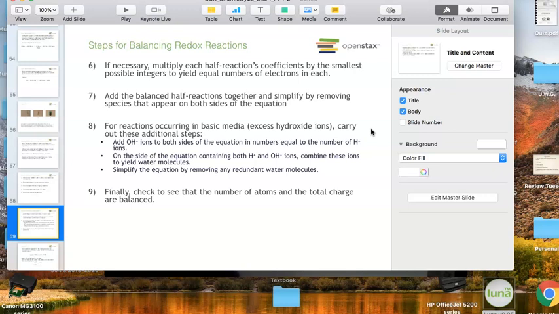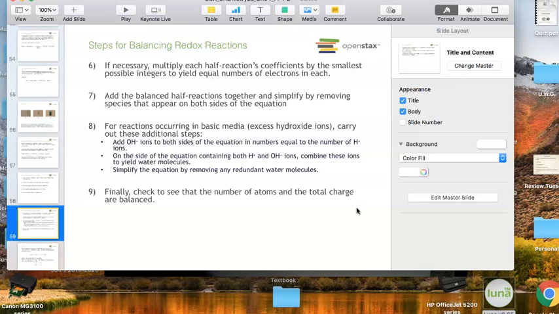So for reactions occurring in a basic media, which means there are excess hydroxide ions, you're going to carry out this additional step of adding hydroxide ions to both sides of the equation, in numbers equal to the number of H plus ions. On the side of the equation containing both H plus and OH minus ions, combine these ions to yield water molecules. Simplify the equation by removing any redundant water molecules. And then finally, check to see that the number of atoms and the total charges are balanced.